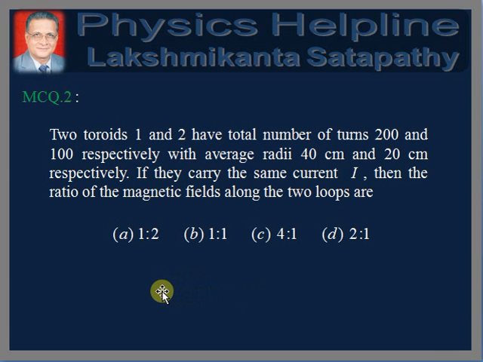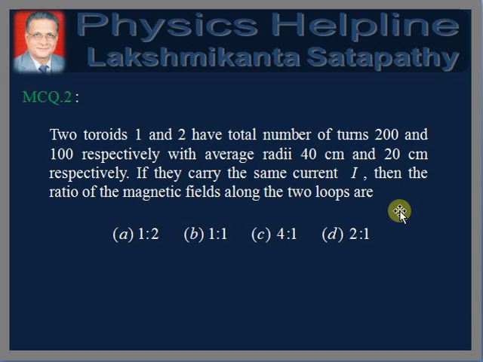Now for question 2, which is also a multiple choice question about two toroids 1 and 2. The total number of turns of toroid 1 is equal to 200 and that of the toroid 2 is equal to 100. The average radius of the first toroid is 40 centimeters and that of the second one is 20 centimeters. Both the toroids carry the same current I.